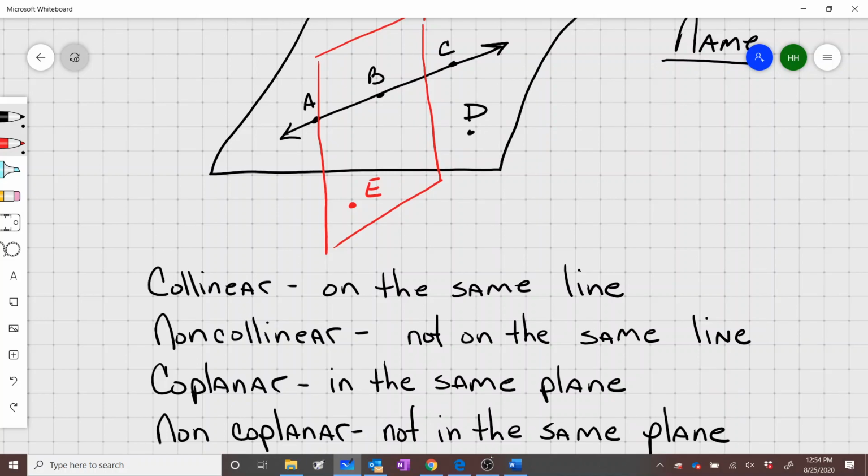So kind of back to that diagram, you know, you've got ABC, they're collinear, right? But ABD are non-collinear. Points B, C, and D are coplanar. But points D, E, and B are non-coplanar. All 3 of them aren't in the same plane. Everybody all right with that? Anybody got any questions or concerns?